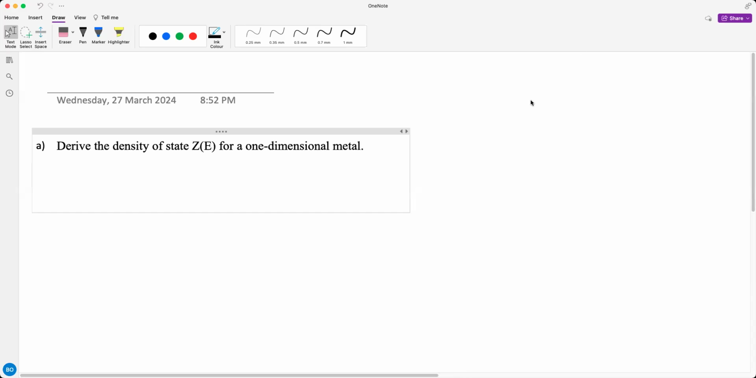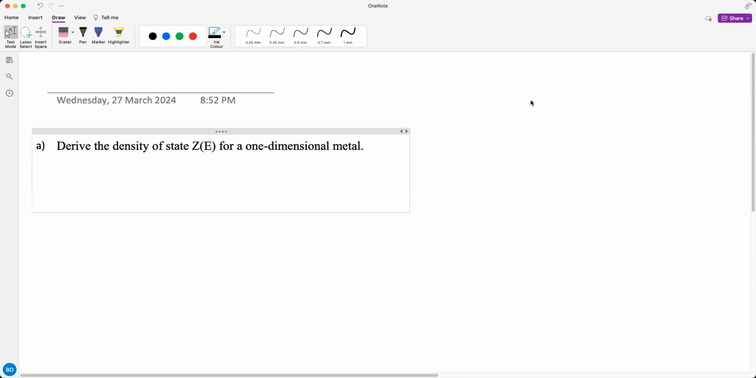Okay, good afternoon. I received some questions to which I want to answer. One of them is how to derive the density of states for 1 or 2 dimensions. I will give one dimension here, and then you can also easily do the 2 dimensions.